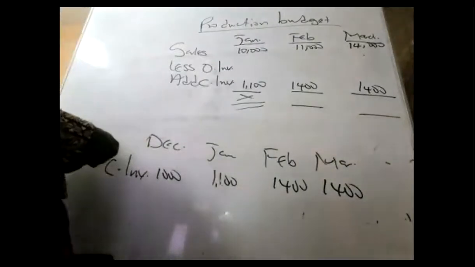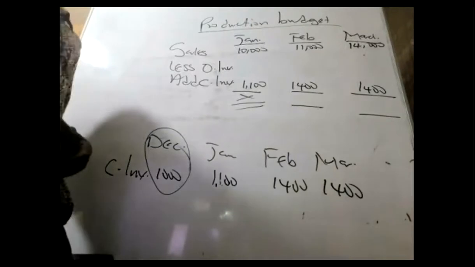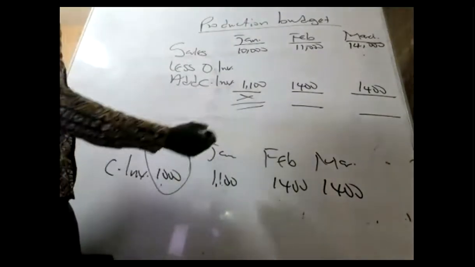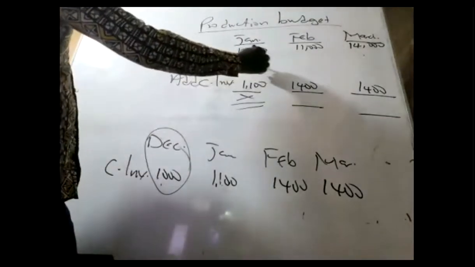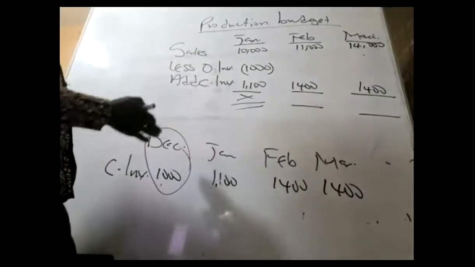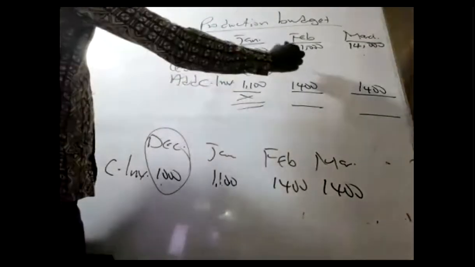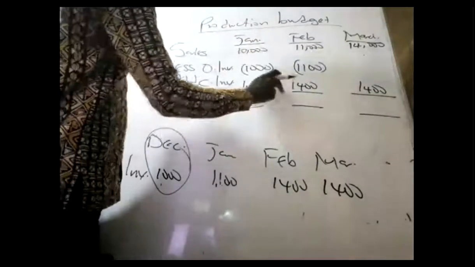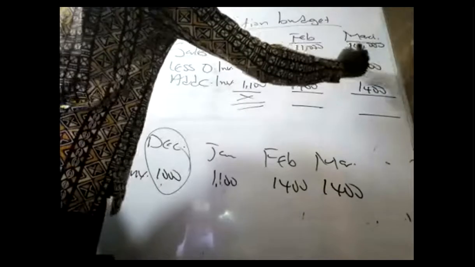Now open inventory for, sorry, closing inventory for December will be what? Open for January. So this 1,000 we push to January. So January, our 1,000 is open. Don't forget to subtract it. I'll explain why we are subtracting it. Closing inventory for January will push towards February as what? Open inventory. Now this will be pushed here as what? Open inventory.